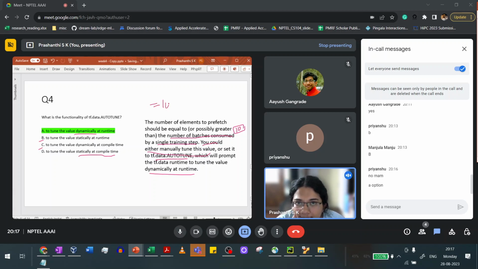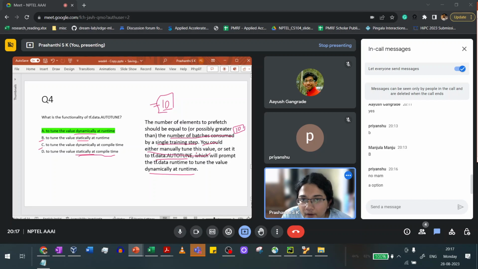That would depend on what APIs I am using. I could either set this at compile time or at runtime, but this value is statically set. That is not what autotune does, because this 10 might work for a certain data set, but it might not work for other data sets.